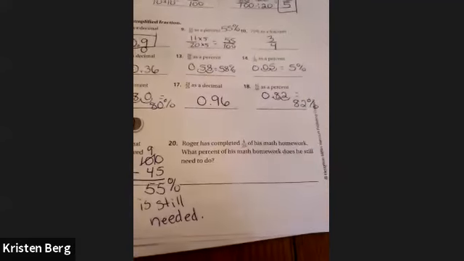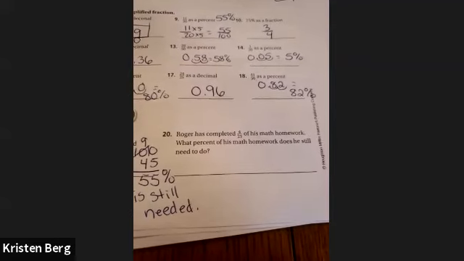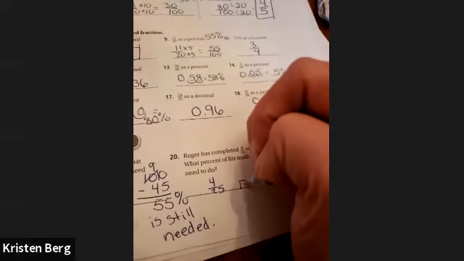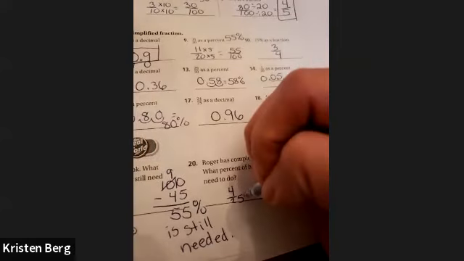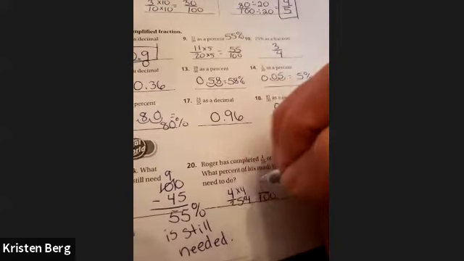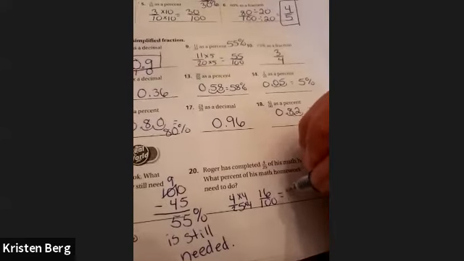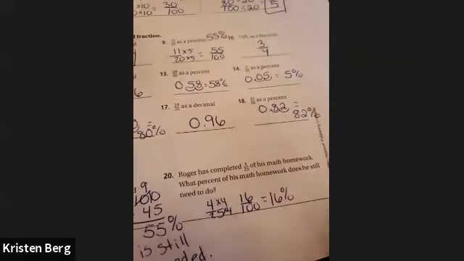And the next one, it says Roger has completed 4/25 of his math homework. What percent of the math homework does he still need to do? So again, you could do the same thing. You got to figure out what 4/25 is. We could also, again, it says percent. So we could change it to out of 100, and you can times this one by 4 and this one by 4. And that would be 16 out of 100, which is 16% is all he did of his math homework. Not a good boy, Roger.